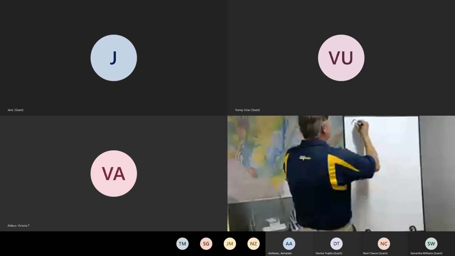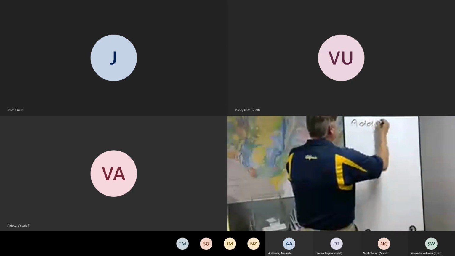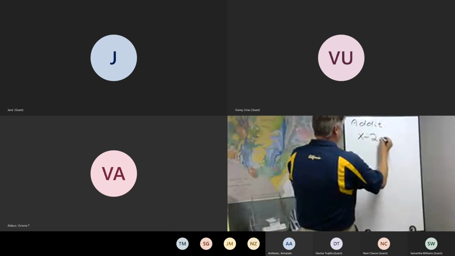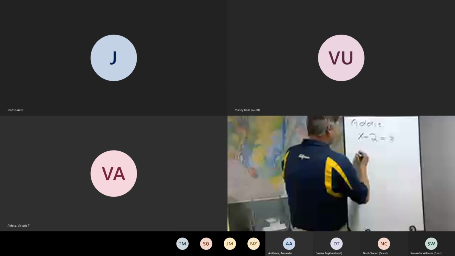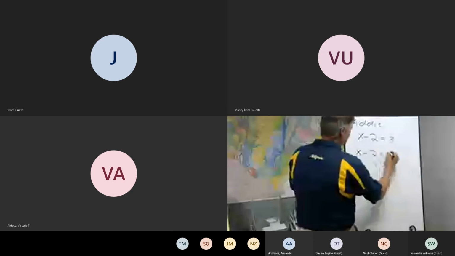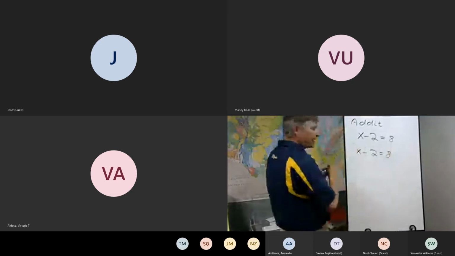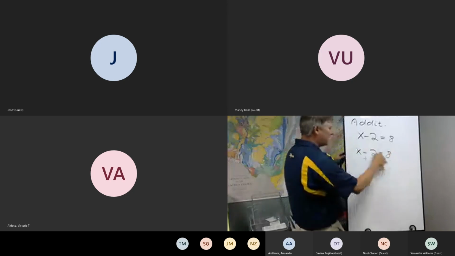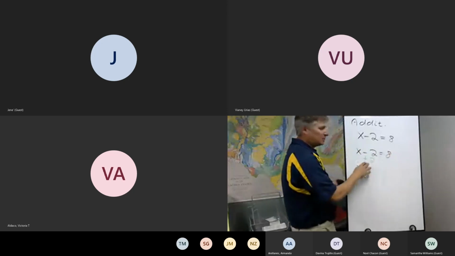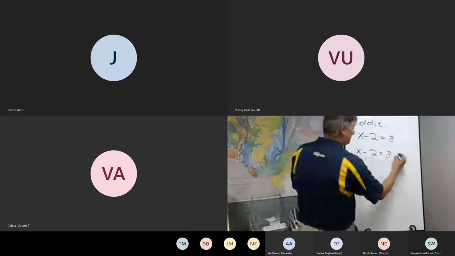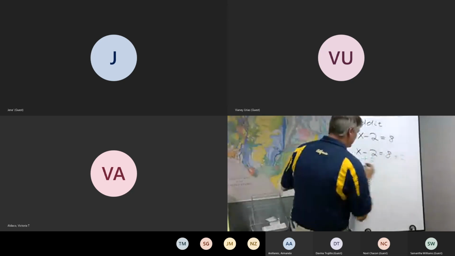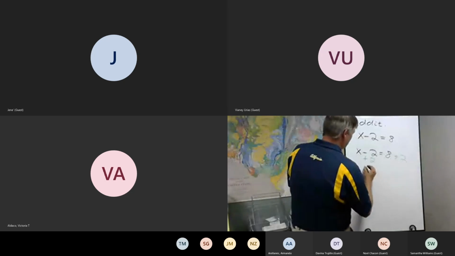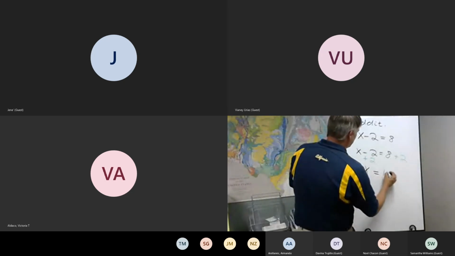So for the addition property, what we're going to do is do the opposite. What we're doing is we're actually going to add 2 to this entire side. And this is what that looks like. And then we add 2 to this entire side. And so we get x equals 10.